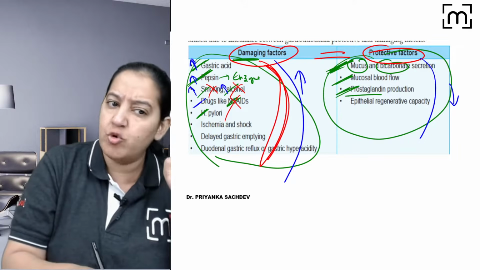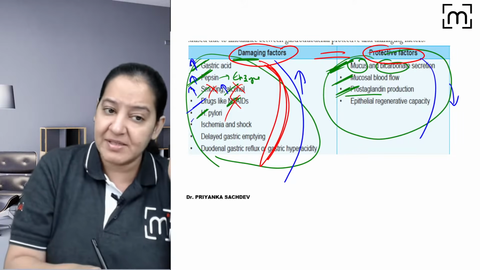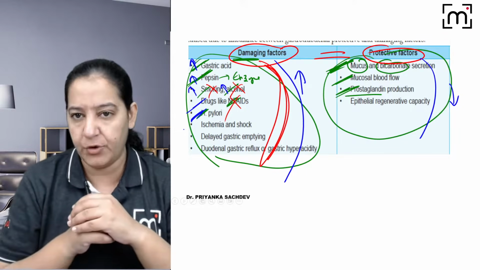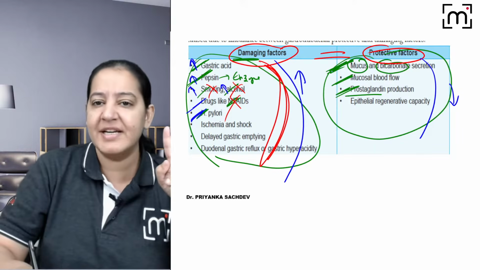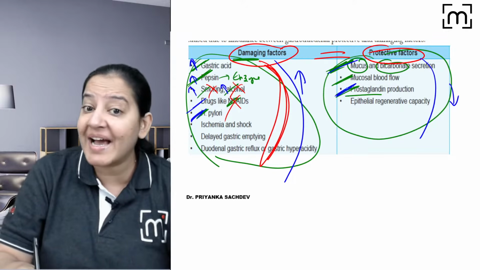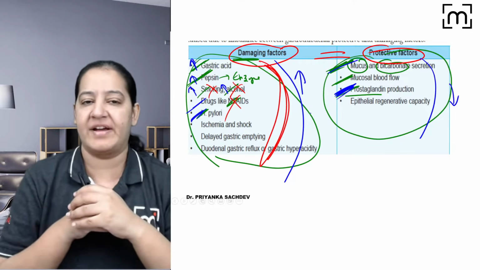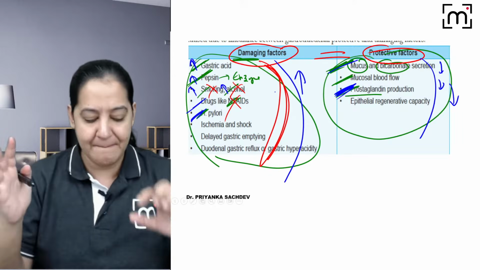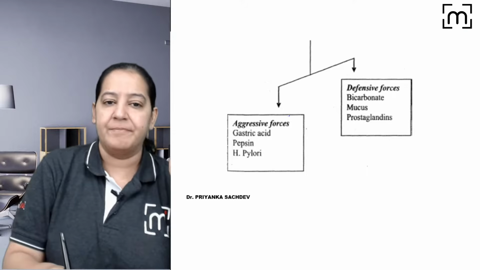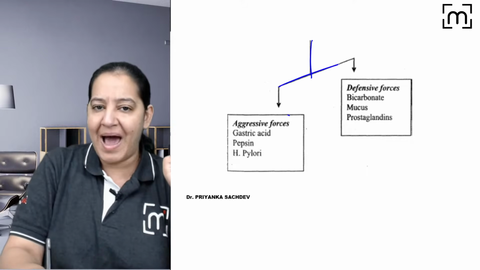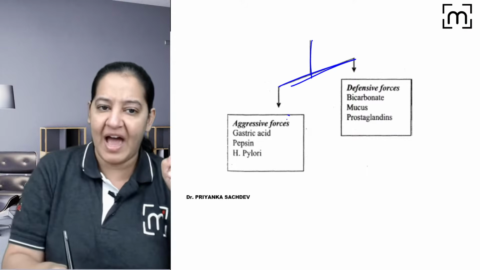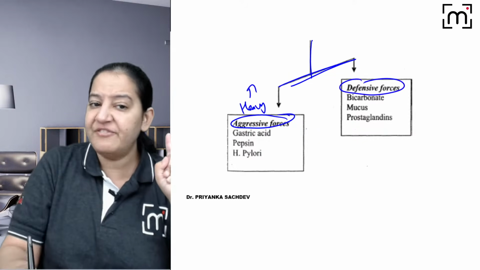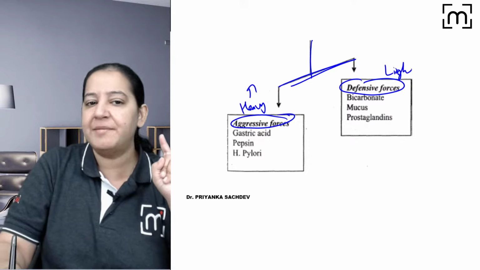The persons who take too many painkillers have ulcers. The person who has the bacteria H. pylori in their GIT tract can have ulcers. You got my point? And the protective factors are mucus, bicarbonate, prostaglandins, right? These are the protective factors. So either these decrease or the damaging factors increase, and there is an imbalance between the two. In the balance, they should be equal. But if the aggressive factors are heavy, meaning they are more, and the defensive factors are lighter, meaning they are less.